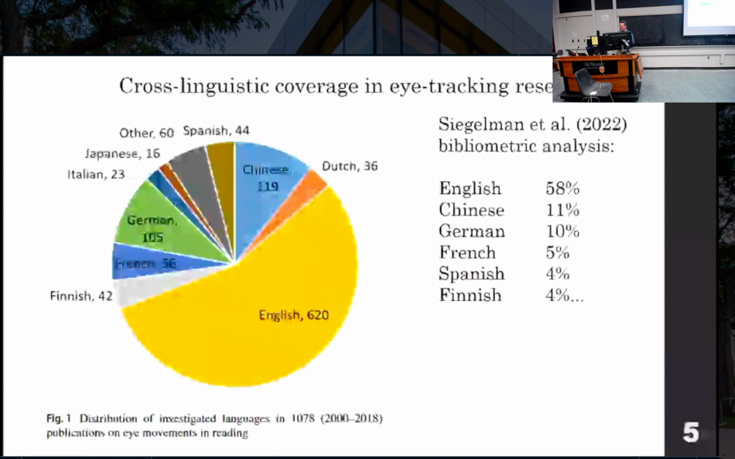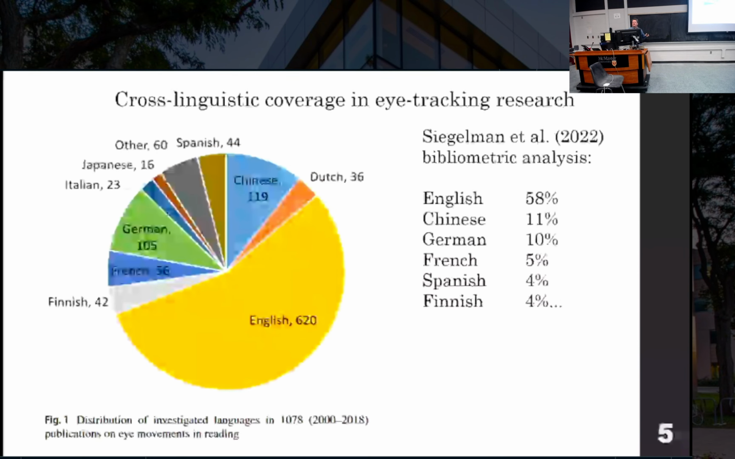So this is a report of bibliometric analysis done in 2022. So these are all the papers that are written on eye movements in reading in a time span from 2000 to 2018. So you can see that the field is dominated by work on English. There's a decent and ever-increasing representation of Chinese, German, Dutch, French, and Finnish. It really runs by whichever country has a good eye tracking lab and the resources to collect the data. But even with these numbers, we're looking at a very uneven representation. It's both uneven and narrow.